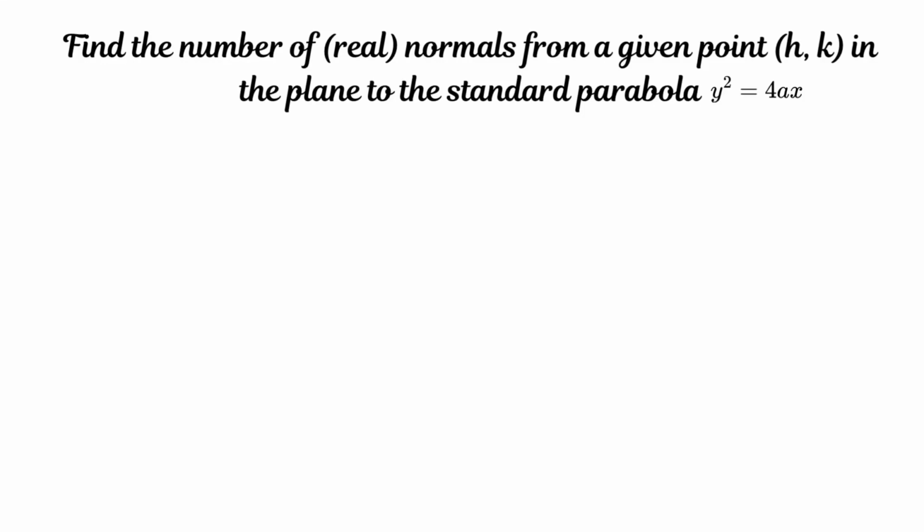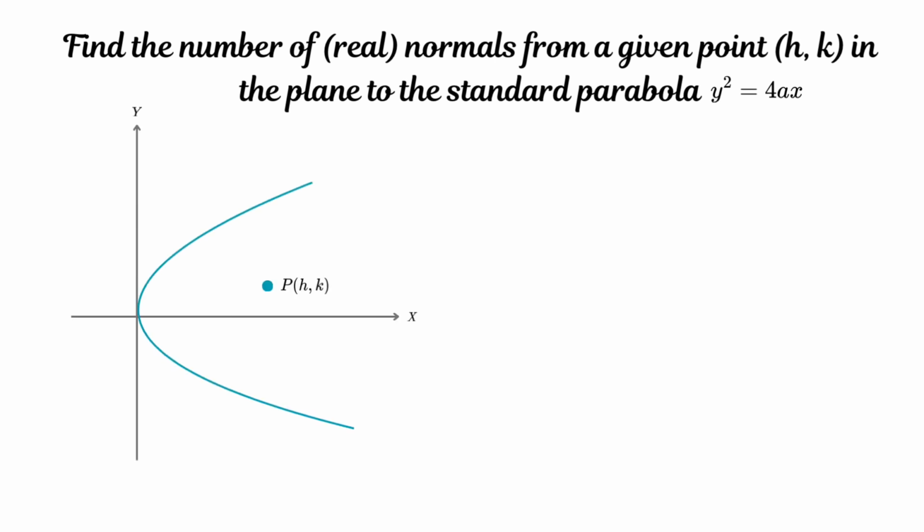Today we're looking at an elegant geometry question. How many normals can be drawn from a given point to the standard parabola y squared equals 4ax? Let's find out. We start with the parametric equations of the parabola.